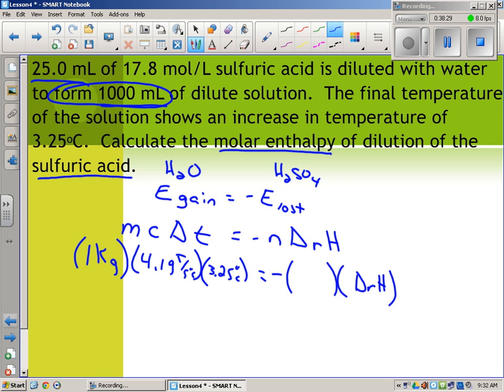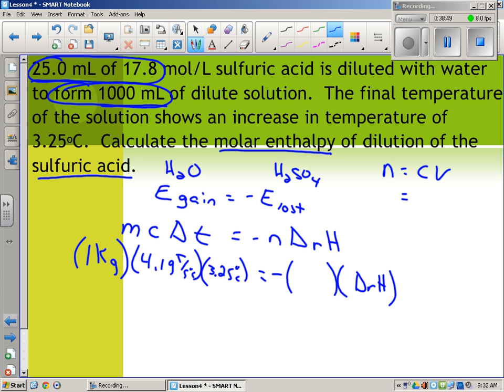How am I going to find N? Well, once again, how do we find N? Mass over molar mass. Another common one, of course, is C times V. How many moles of sulfuric acid am I starting with? Yes? What's driving this equation? The 25 milliliters of 17.8 molar is what I start with.